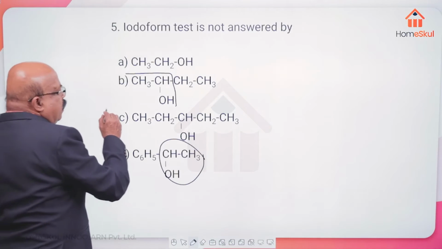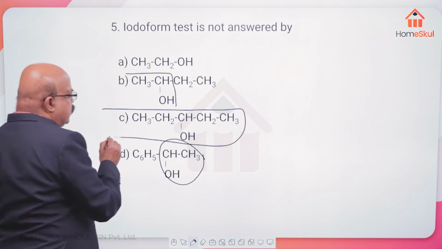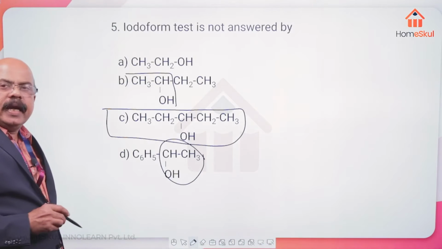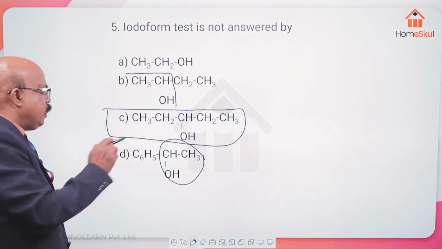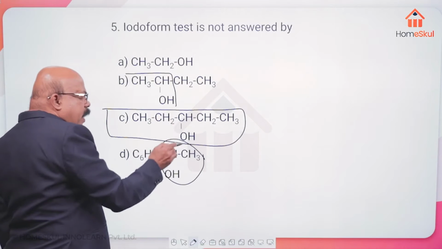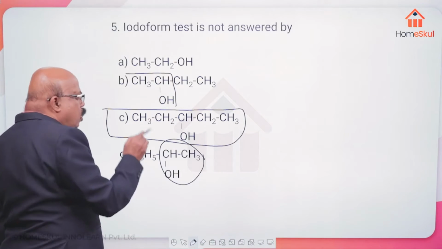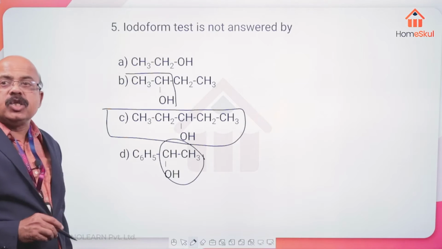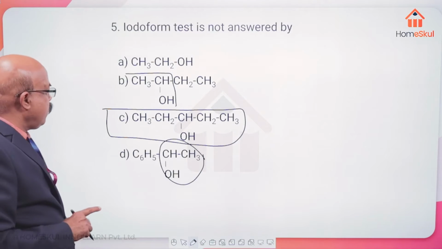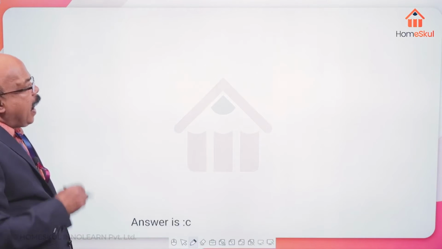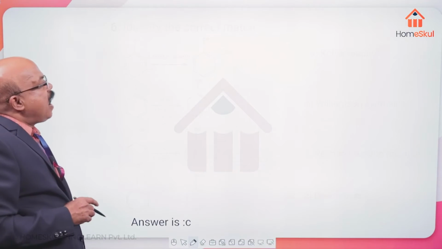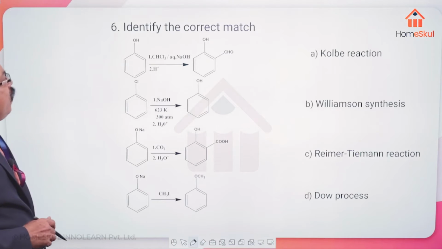So among the different compounds given, the third one, option C, is a compound that, even though it is a secondary alcohol, is not an alkan-2-one. So this compound is not answering the iodoform reaction. Important. So the answer of this question is option C. Another one is: identify the correct match.